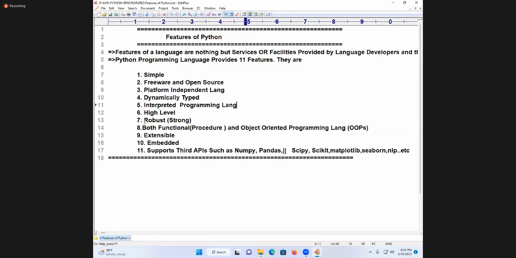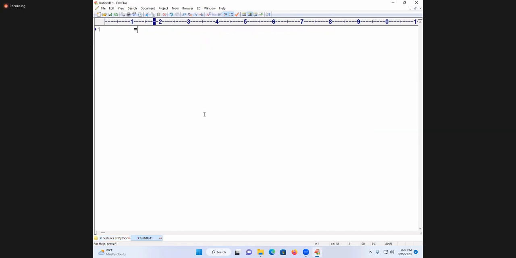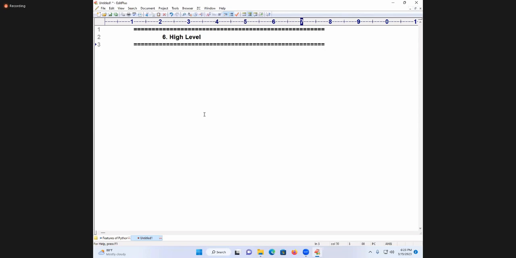So coming to the point of it, we are entering into where? High level. So we are entering into the next feature called high level language. Carefully look at that. These features are very simple and easy to write, also easy to understand.